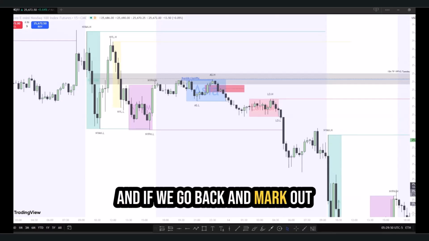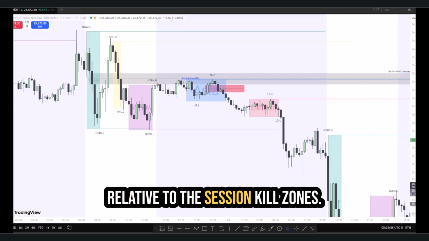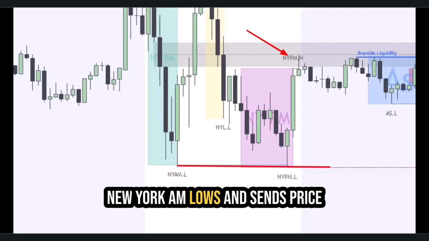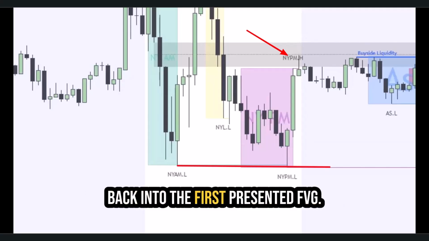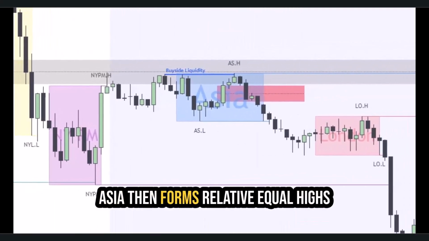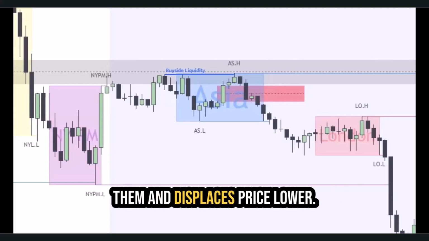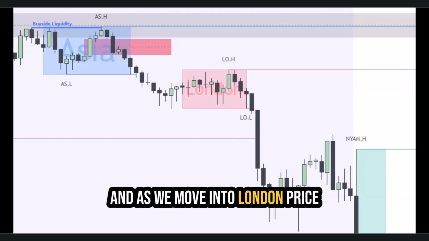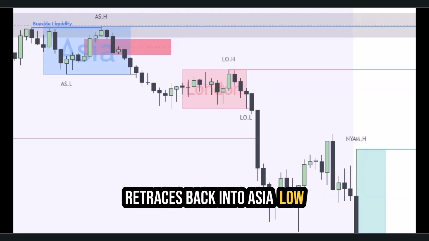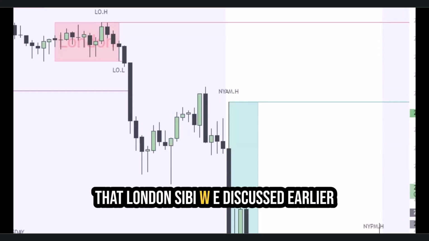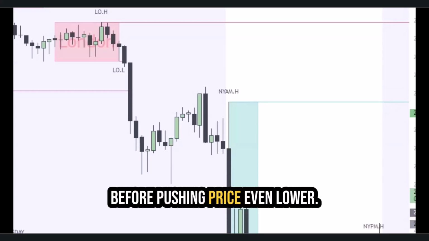And if we go back and mark out the sessions on the chart, you can see how this concept plays out relative to the session kill zones. The New York afternoon session sweeps New York AM lows and sends price back into the first presented fair value gap. Asia then forms relative equal highs within that first presented gap, sweeps them, and displaces price lower. And as we move into London, price retraces back into Asia lows before melting below the New York afternoon session's lows. New York AM then sends price back into that London CB we discussed earlier before pushing price even lower.